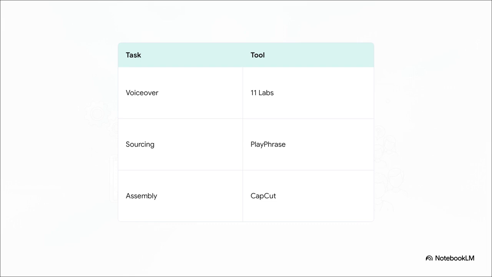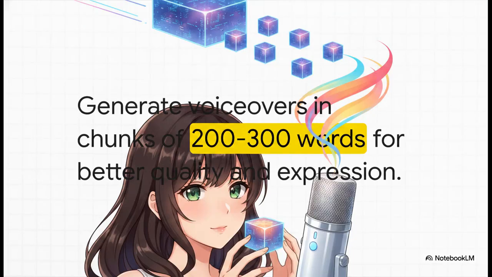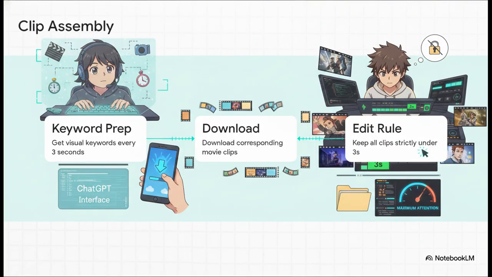Oh, real quick, before we move off the voiceovers, here is an incredible insider trick. 11 Labs gives you a free limit of 10,000 characters, which is definitely enough for a few videos. But whatever you do, don't just paste your entire script in all at once. Generate your voiceover in smaller chunks, like 200 to 300 words at a time. This basically forces the AI to process the emotion and expression way more accurately, which gives you a top-tier, incredibly human-sounding result.